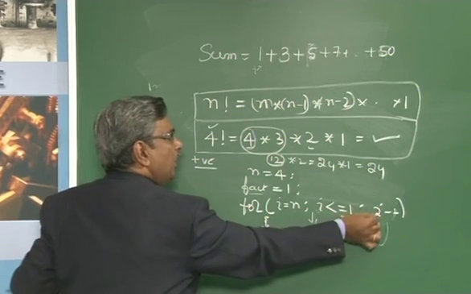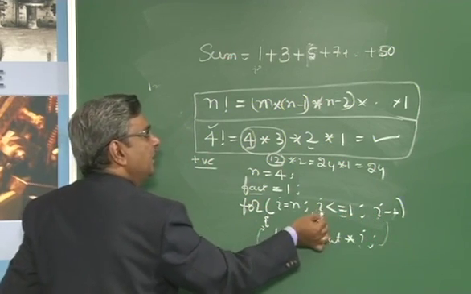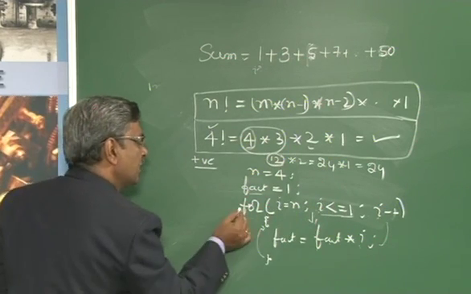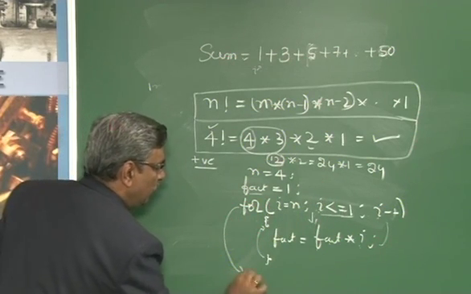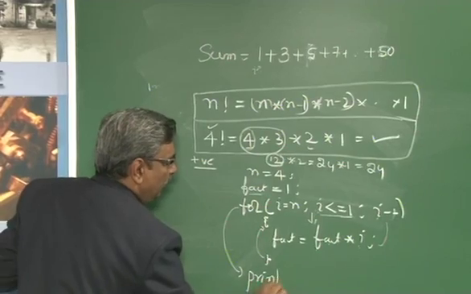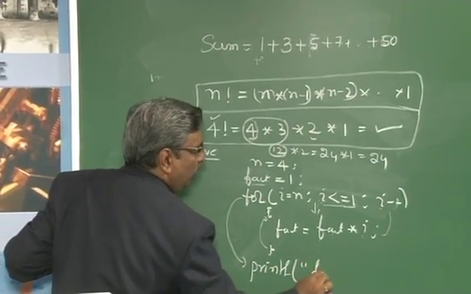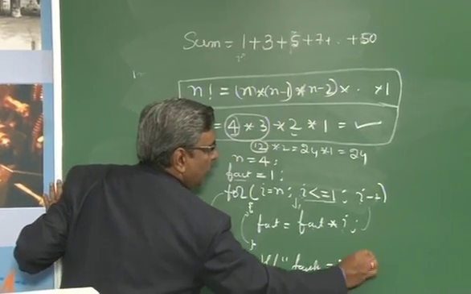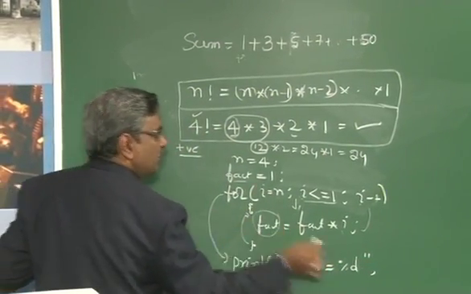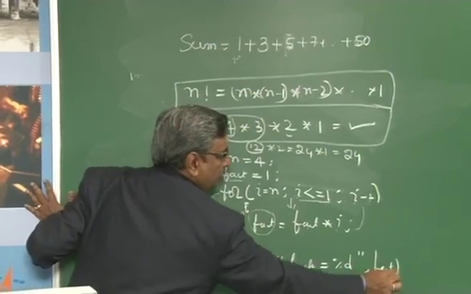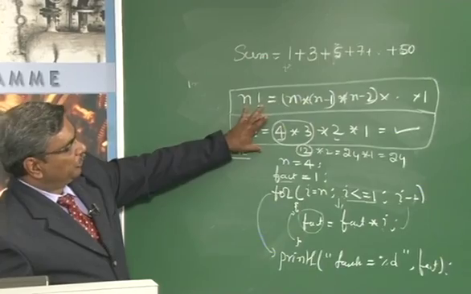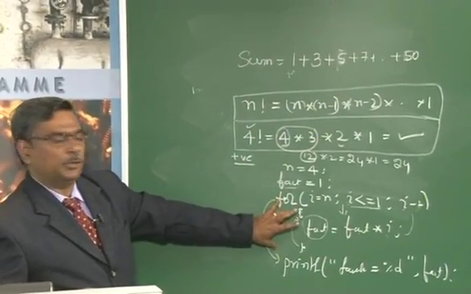I now decrements again and becomes negative, so the condition fails. Take the control outside the loop and printf the value of factorial: factorial equal to percentage d, and the result is available in this variable, you print it. So this is a simple logic that can be worked out from whatever you understood.